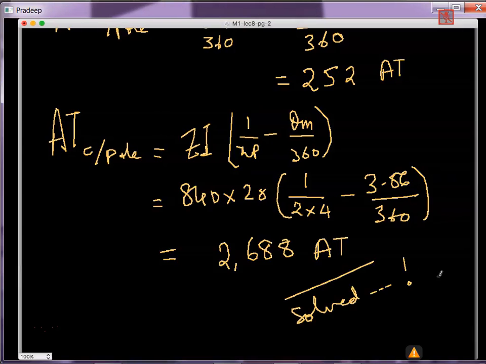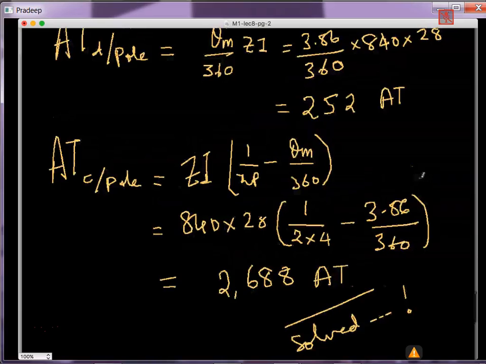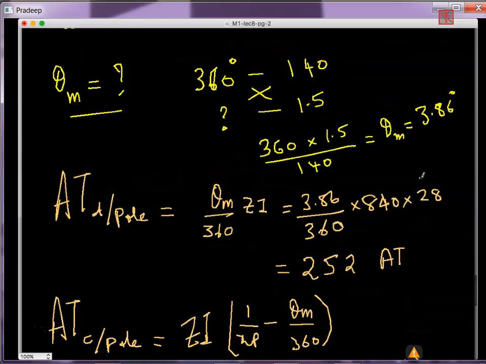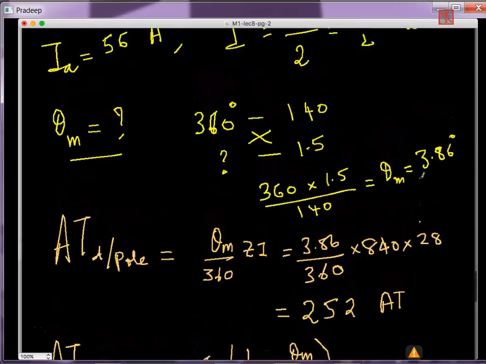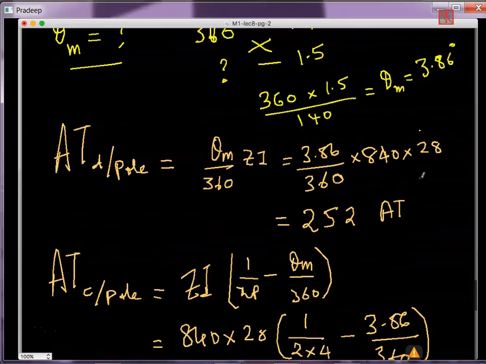I hope you have understood something in today's lecture: what is the effect of armature reaction, and how we calculate the armature reaction causing demagnetization and cross magnetization.